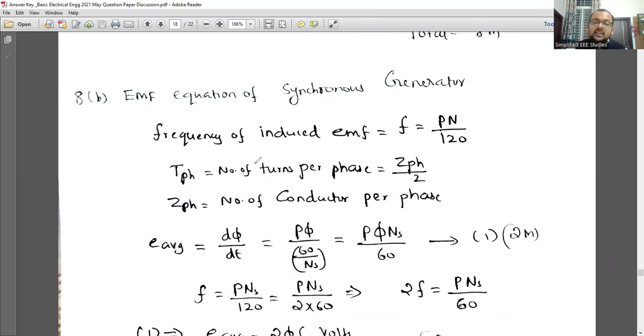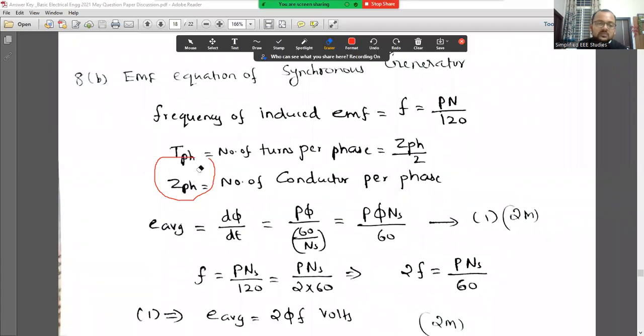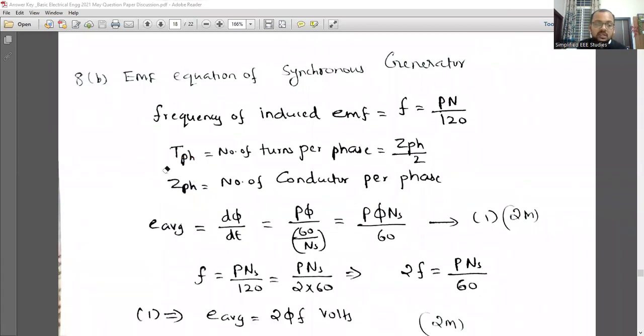Similarly, there is a relationship between the number of turns per phase and the number of conductors per phase. So T phase is nothing but Z phase divided by 2. Very, very important relation. Kindly mark it. People are getting confused. Even I am also getting confused sometimes when I'm talking about the number of turns per phase and the number of conductors per phase. That we have to overcome. Yes, T phase can be written as Z phase by 2. This will be helpful for your problem also.